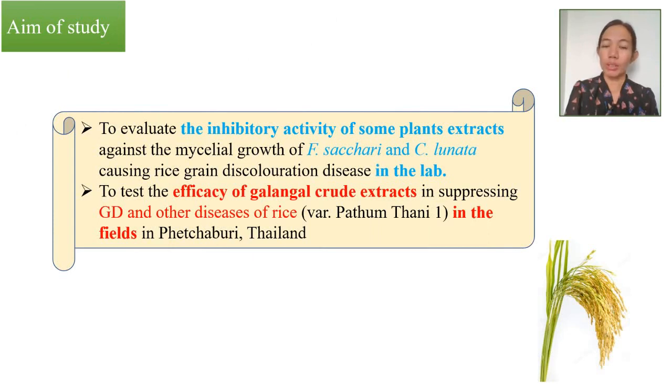The objective of my research is to study the inhibitory activity of some plant extracts to control Fusarium saccharia and Curvularia lunata fungi in the laboratory, and then to test the efficacy of Alpinia galanga crude extract in controlling GD disease and other rice diseases in the field in Phetchaburi, Thailand, using rice variety Phetchaburi 1.